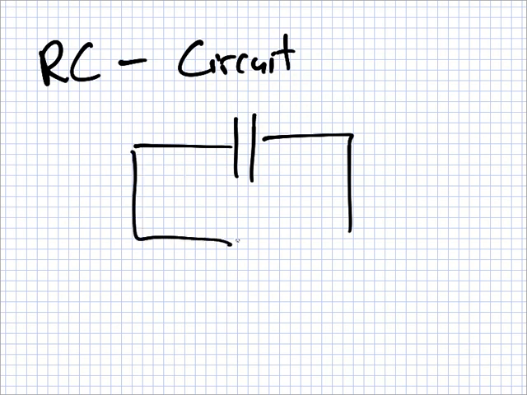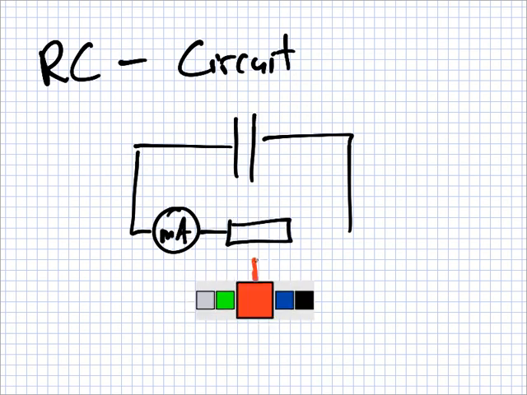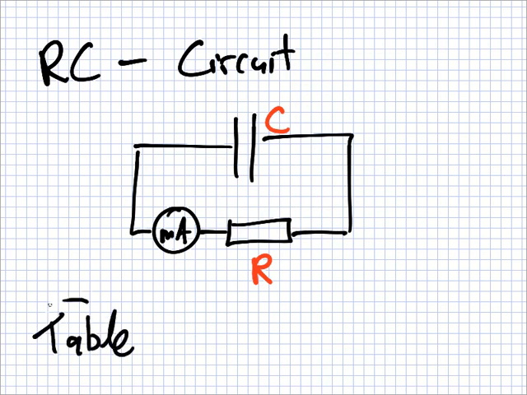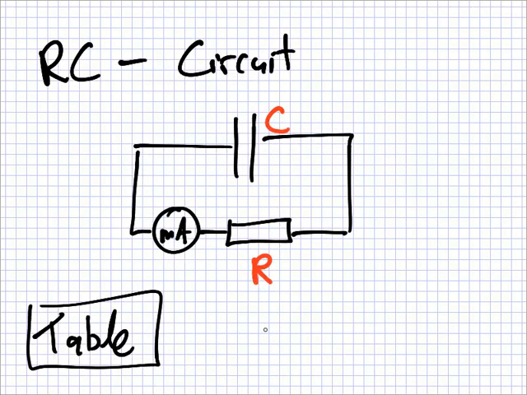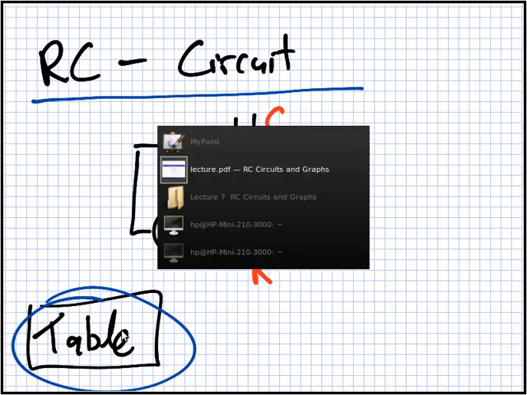draw an RC circuit. So just put this as an example in your notebook, and then we'll stick in a little ammeter here, a milliammeter, and we'll put in a resistor. So that's an R, that's a C. And I would also like you to copy the table. So I want you to just copy this table as an example of some data that you might get from this, okay? So first just draw this, and then I want you to copy the table. So I'll put the table up when you're ready.